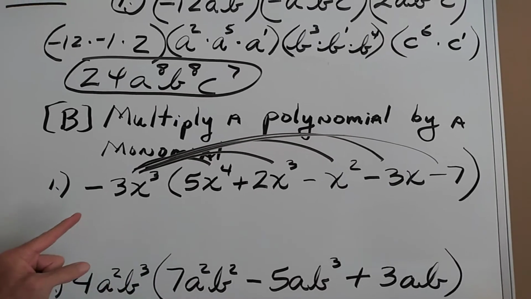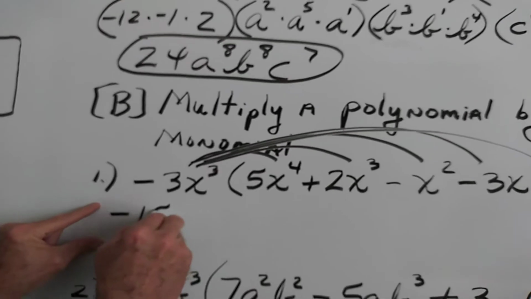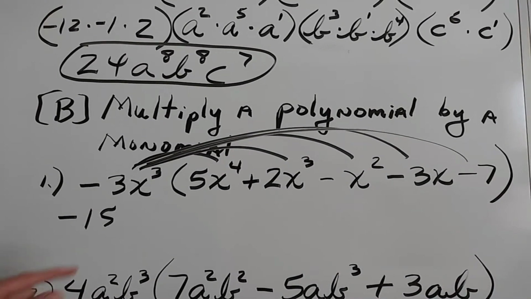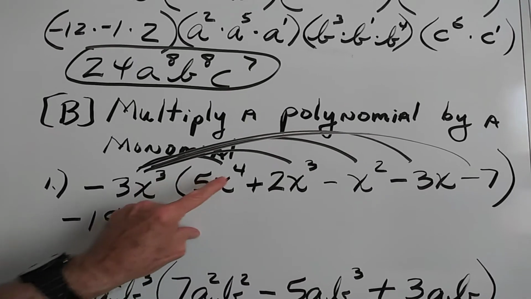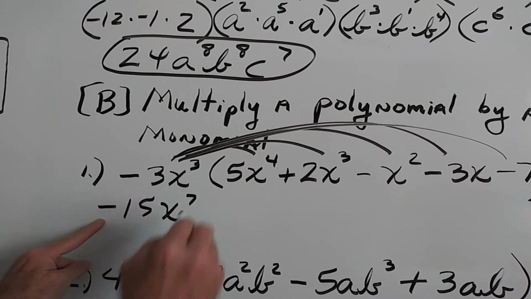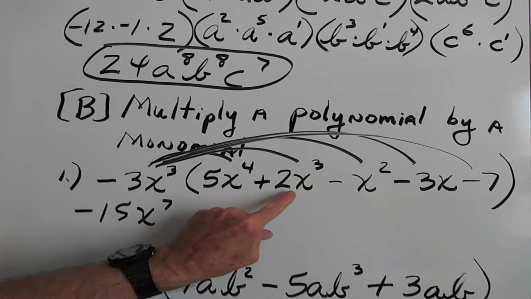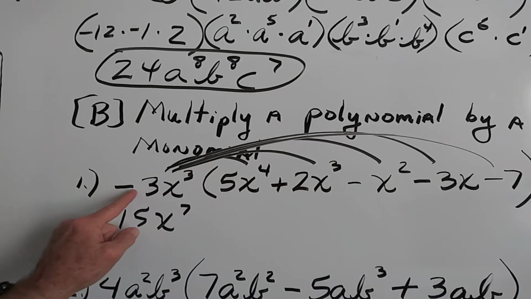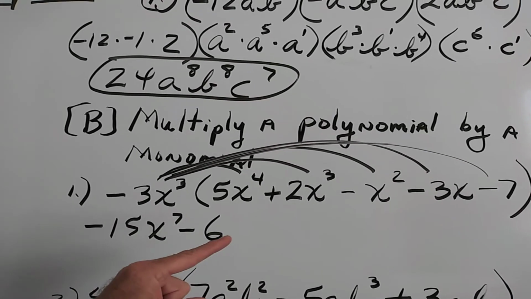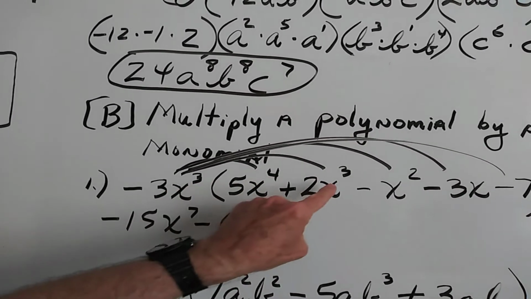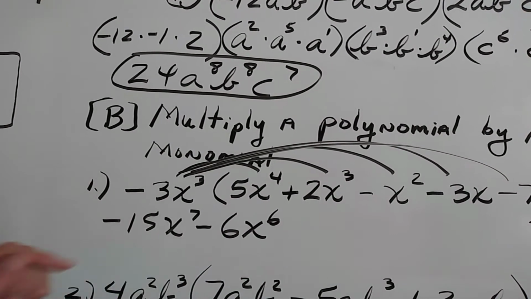Start with the coefficients. Negative times positive, negative 15. Now the product rule. X to the third times x to the fourth. Add those exponents, x to the seventh. Now the distributor negative 3x to the third to the second term of this poly. Negative 3 times positive 2, negative 6. Now the product rule. X to the third times another x to the third. Add the exponents, x to the sixth.